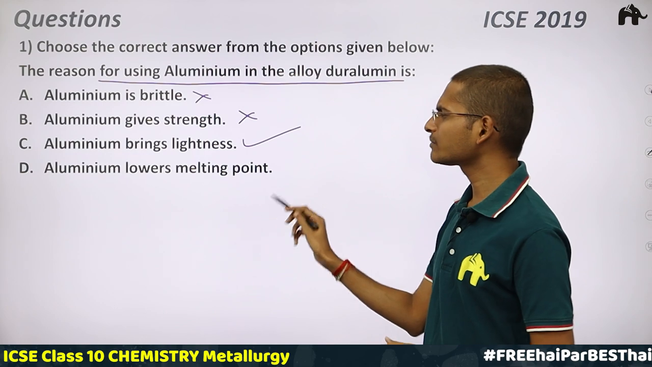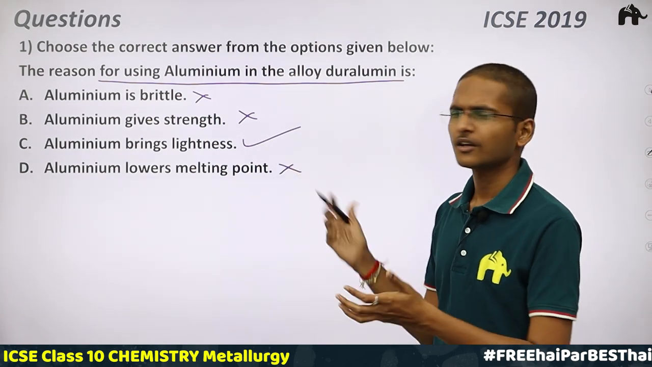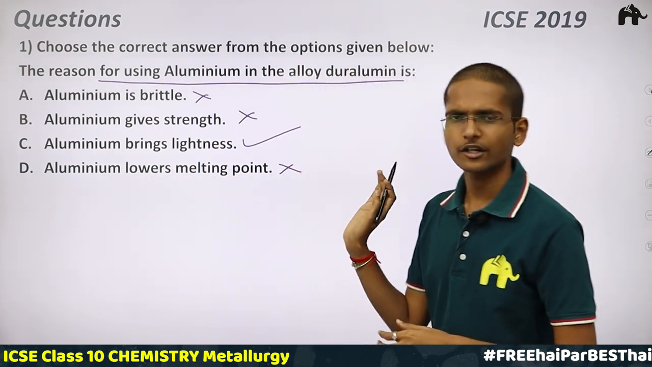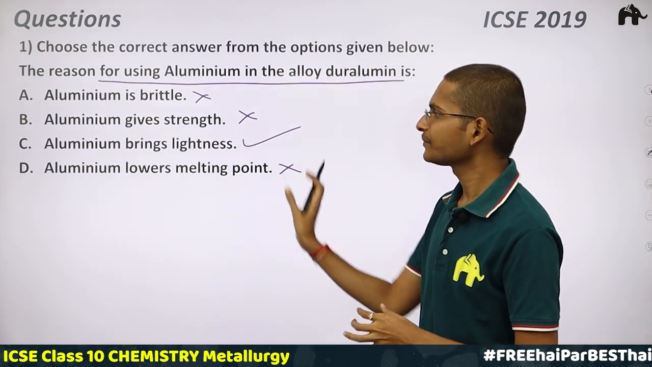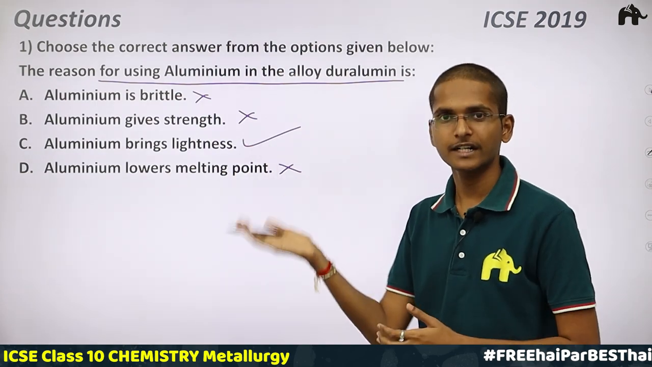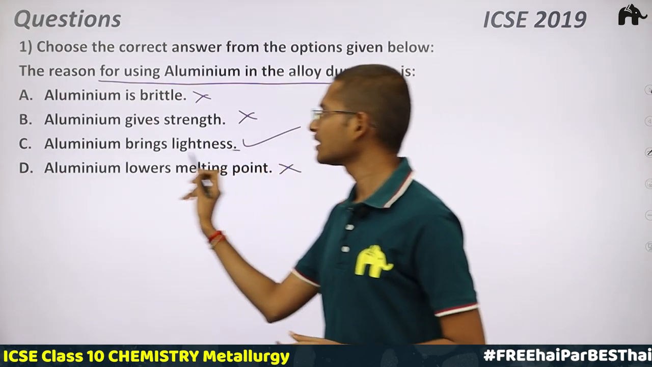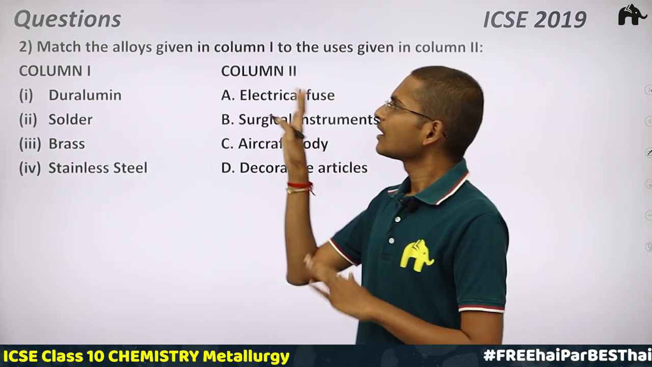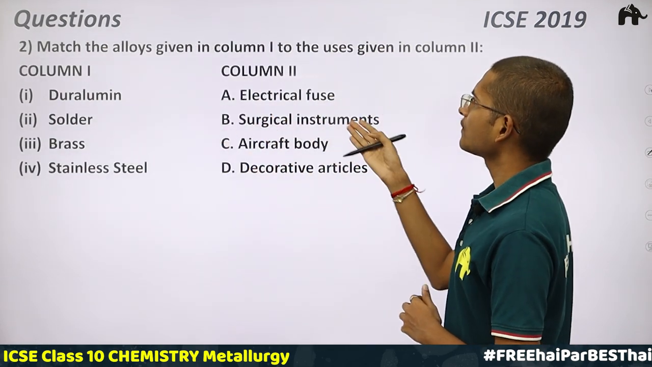Okay, aluminium lowers melting point. Not relevant with this question. Here no point in discussing this option at all, because it is not relevant at all. We directly know aluminium is bringing lightness, right? We have studied this thing. So our right answer is aluminium brings lightness. Clear?